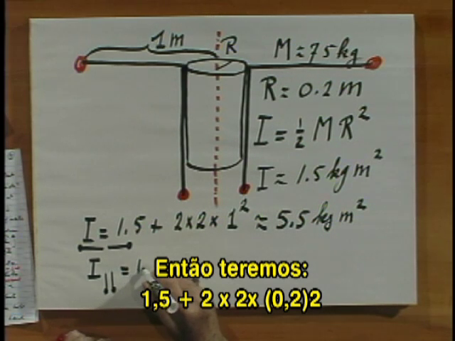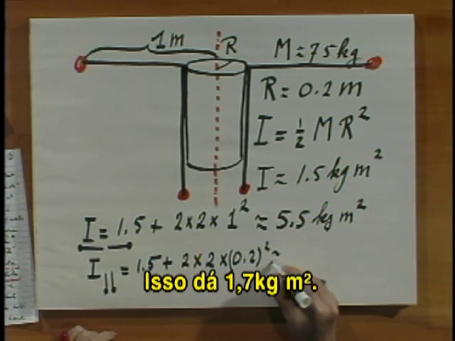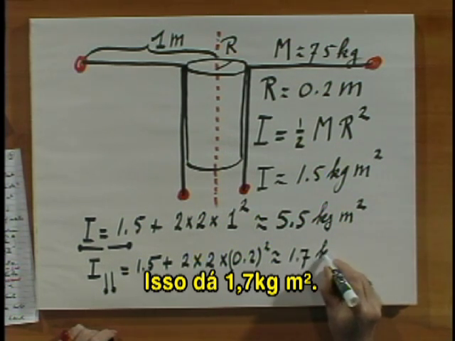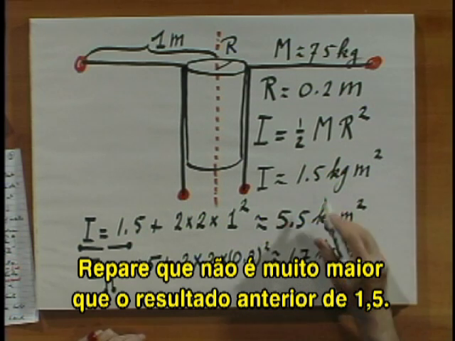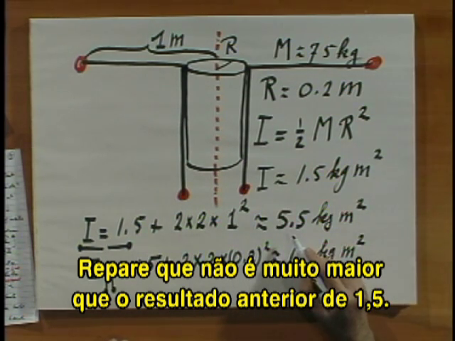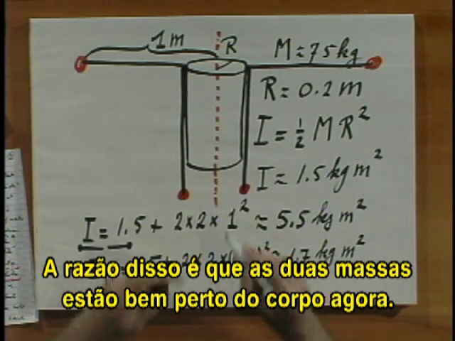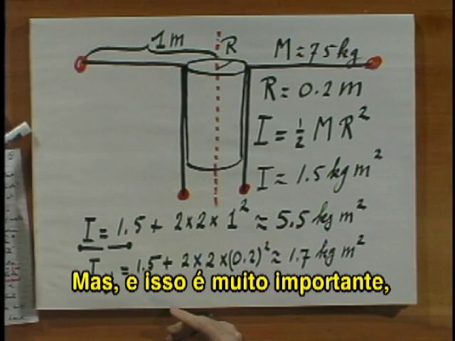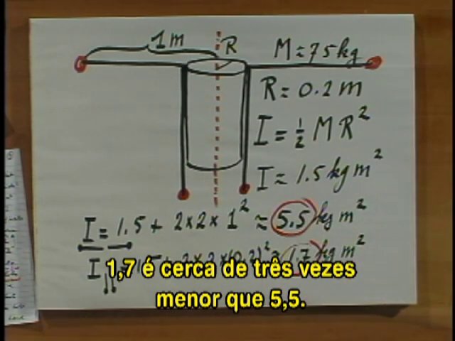So we get the 1.5 plus 2 times 2 times 0.2 squared. And that is about 1.7 kilogram meters squared. Notice that it is not very much larger than the 1.5 that we had earlier. The reason, of course, is that we bring these two masses so very close to the body. But, and this of course is key, the 1.7 is about 3 times smaller than the 5.5.